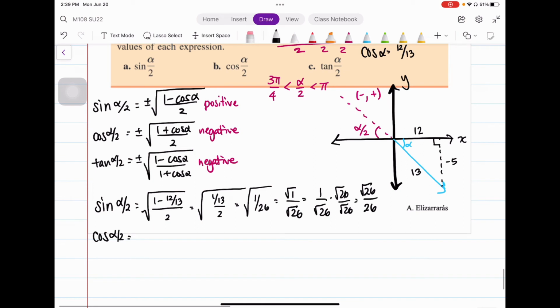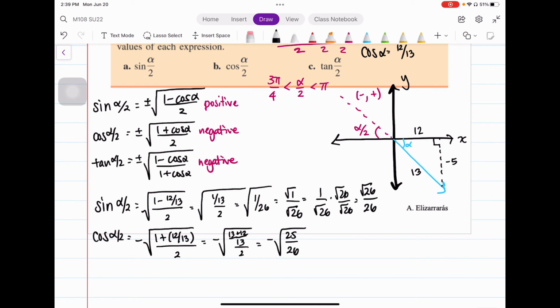The cosine of alpha over 2 is equal to the negative square root of (1 plus 12 over 13) divided by 2. That's equal to the negative square root of (13 plus 12 over 13) divided by 2, which is the negative square root of 25 over 26. That's negative root 25 over root 26, or negative 5 over root 26, which we rationalize. And we get negative 5 root 26 over 26 for the cosine of alpha over 2.